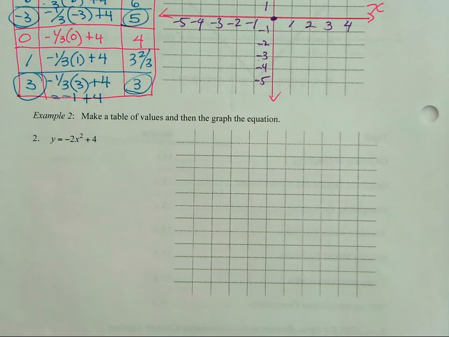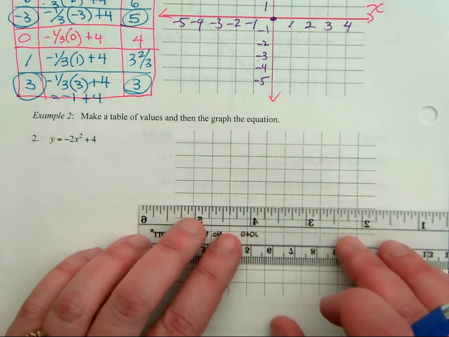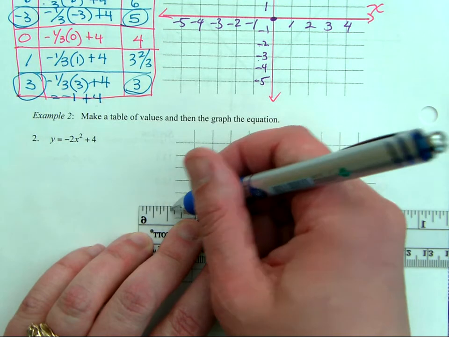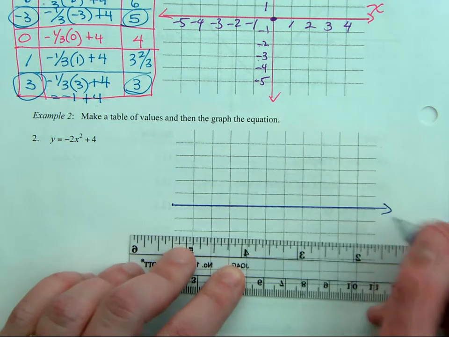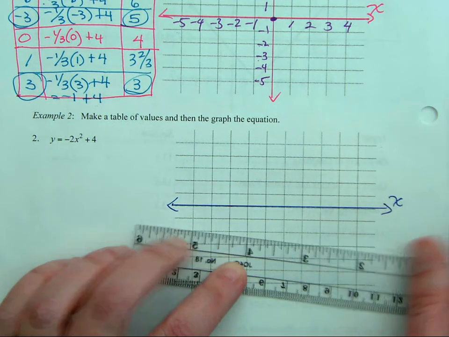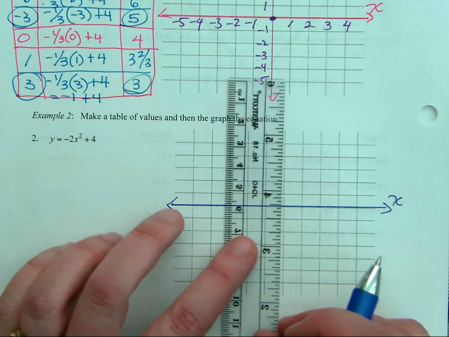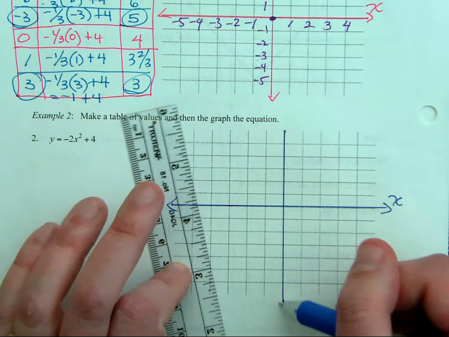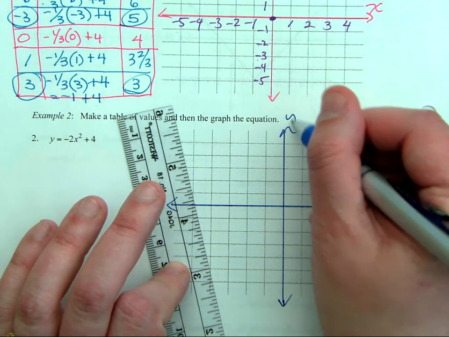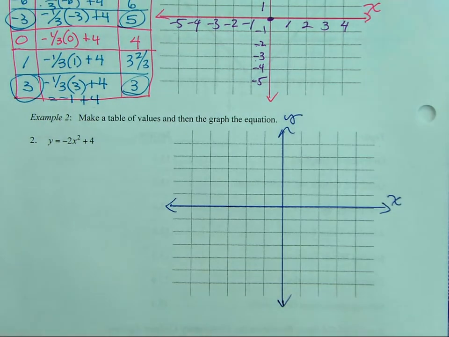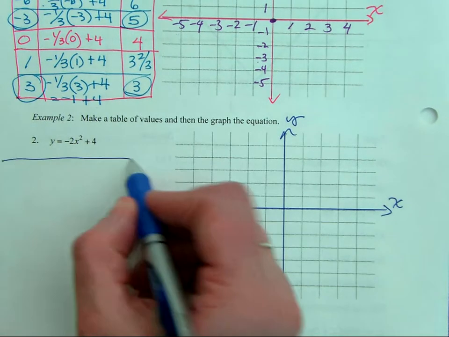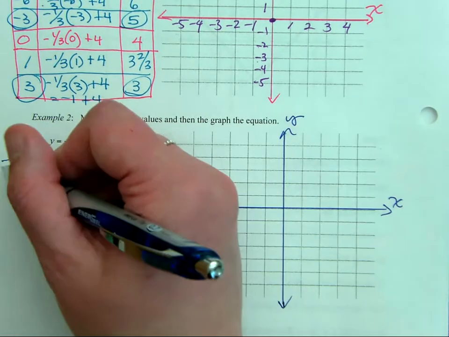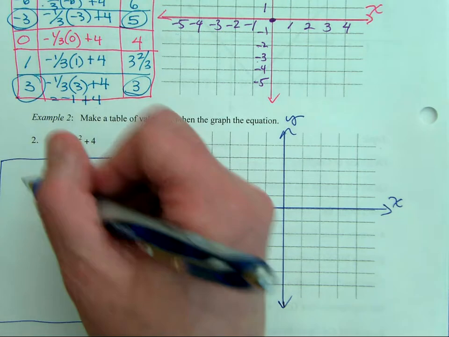I still will want to set this up the same way. So I'm going to still draw my x-axis using my ruler or straight edge. I'm going to label it the x-axis, and then I can draw my y-axis and also label it y-axis. And then to make a table of values, I'm going to do the exact same thing I did above for the line. I'm going to draw my table.